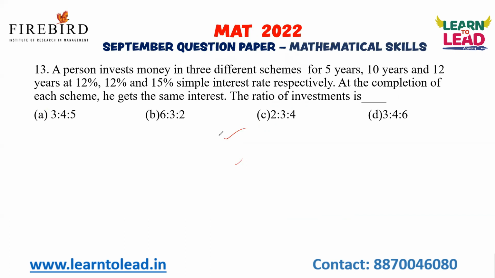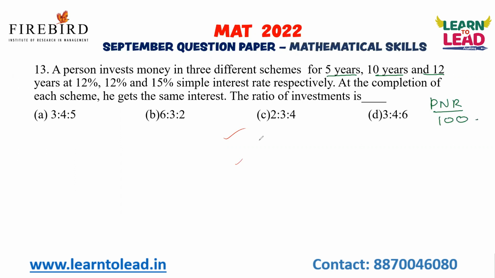A person invests money in 3 different schemes, for 5 years, 10 years, and 12 years. When it comes to investment, simple interest, by the terms itself, I'll come to know it is a question based on simple interest. The formula we know is PNR by 100.